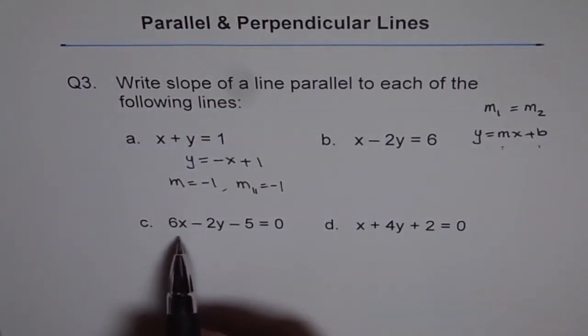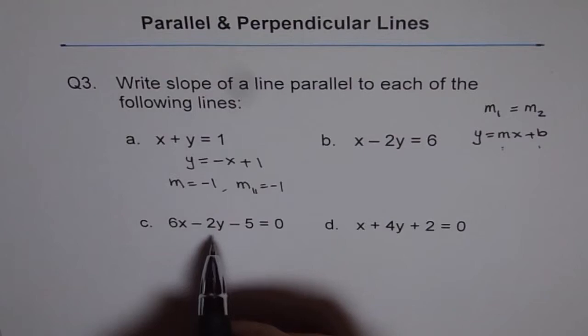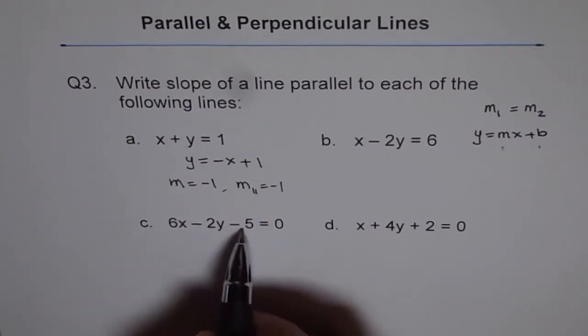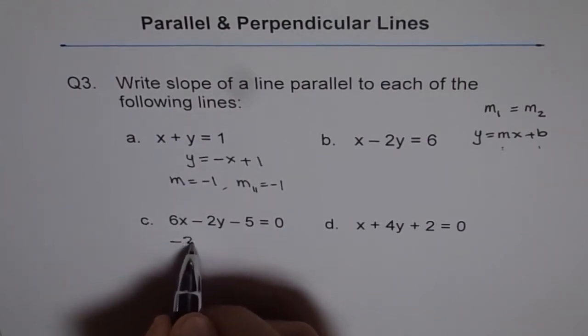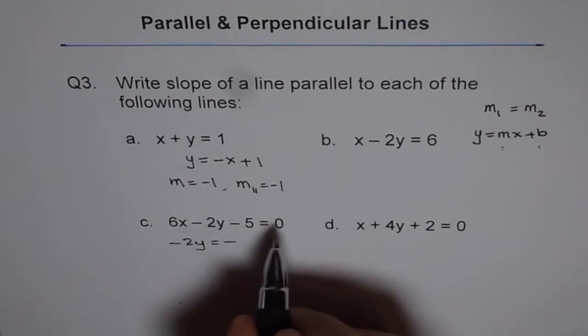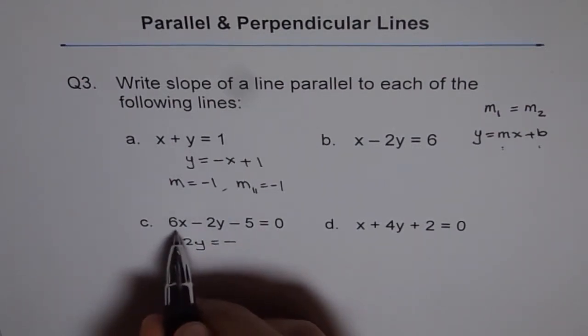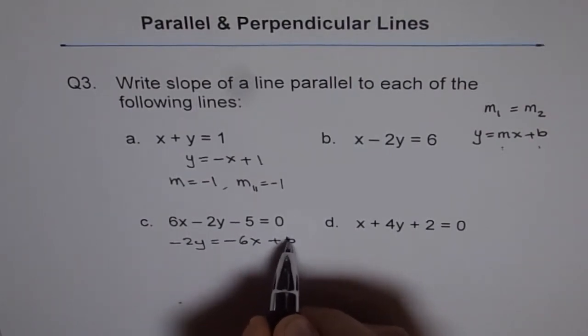Now if I have an equation in this form, this is a standard form, right? So here also we will do the same thing. We will write this equation in the form of y equals mx plus b. So let's try to do it. First we'll take these two terms to the other side. So we're left with minus 2y, which is equal to minus 6x, and this becomes plus 5. When you take a term to the other side of the equality, the sign changes.